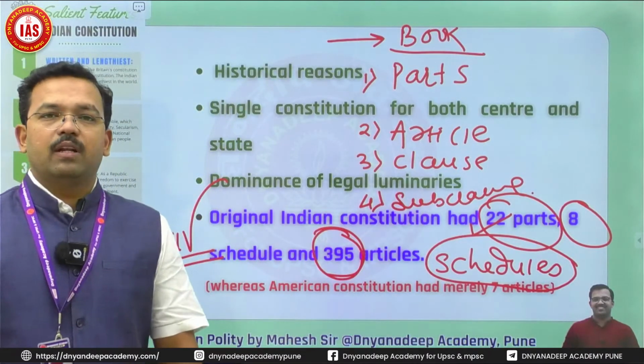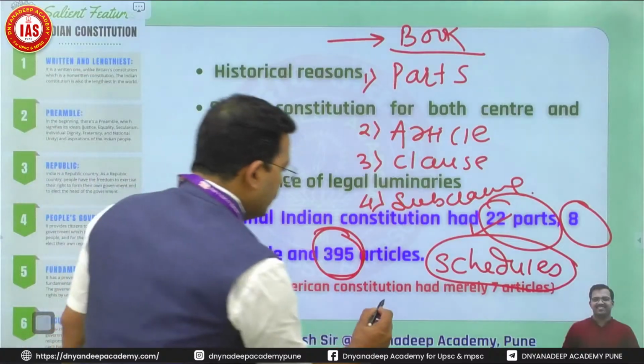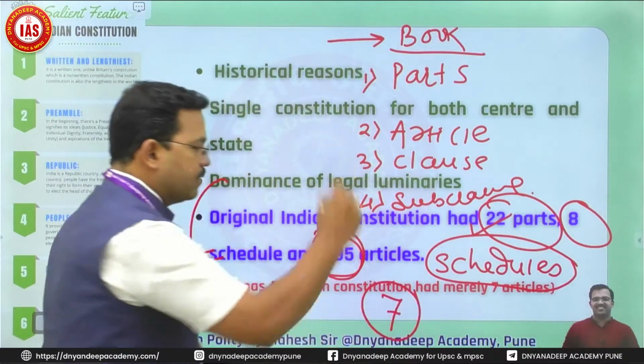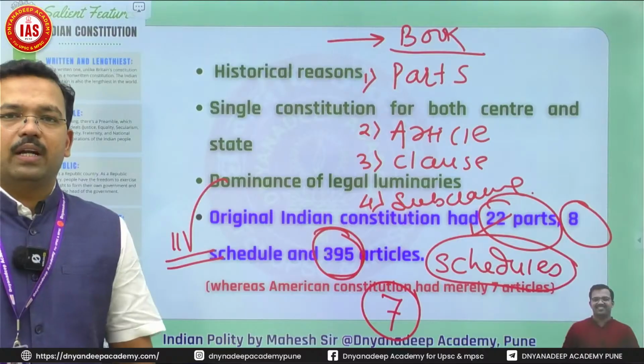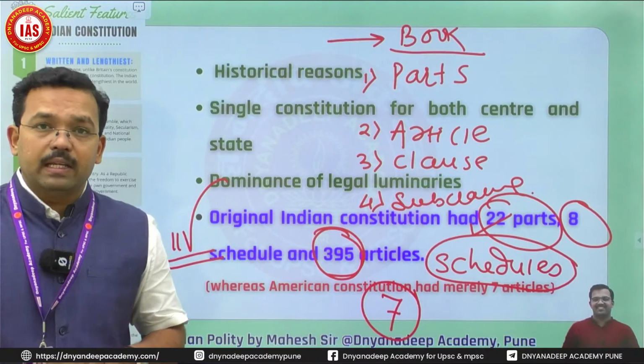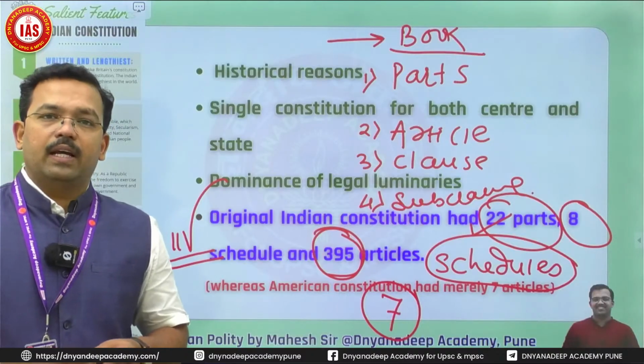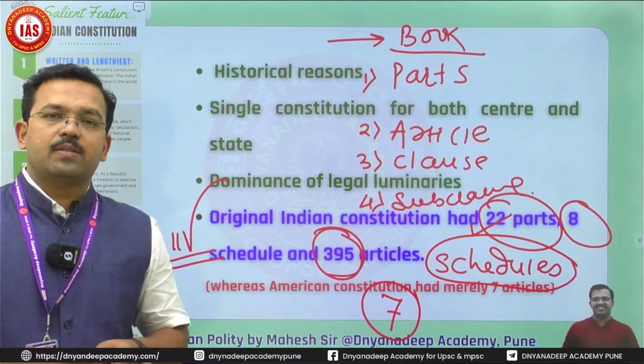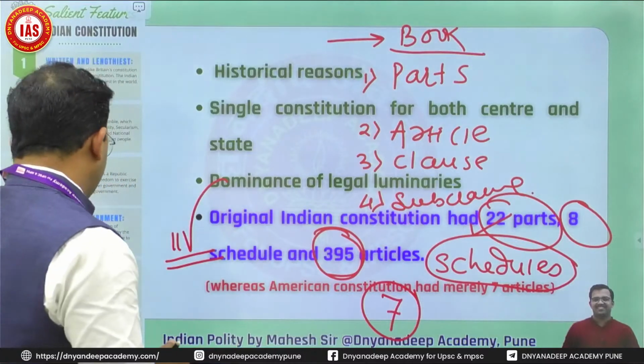Whereas the original American Constitution had only 7 articles. The original American Constitution had just 7 articles. So the Indian Constitution is known as one of the lengthiest constitutions in the world, whereas the American Constitution is one of the smallest constitutions in the world.